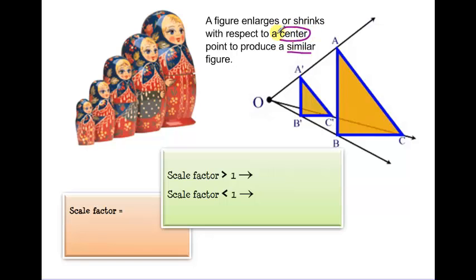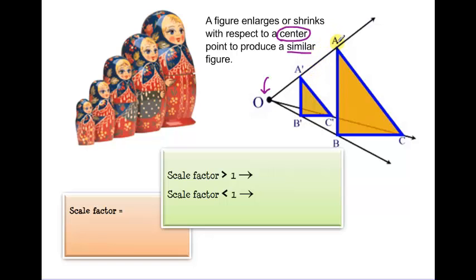A center point in a dilation is very different from a center point in, say, a rotation or on a circle. Center point is like right here, and it's the point where everything is coming back towards that center point or it's being radiated out. It just depends on if we're getting bigger or smaller.